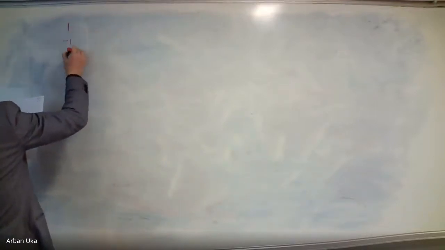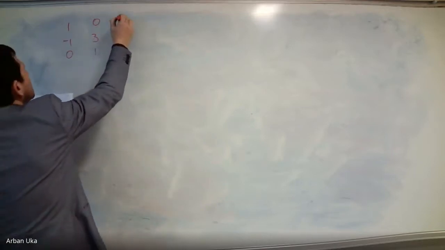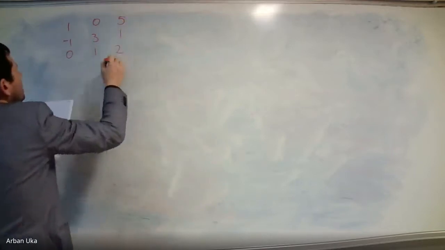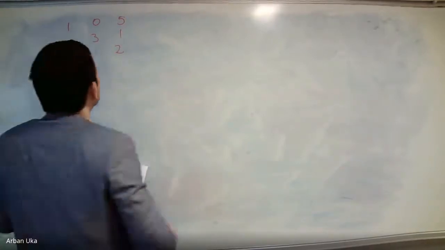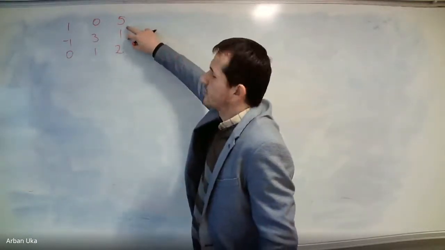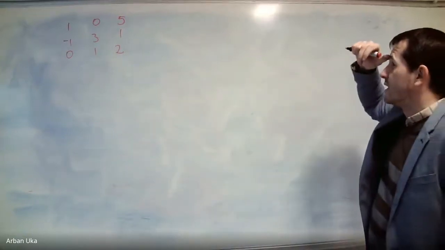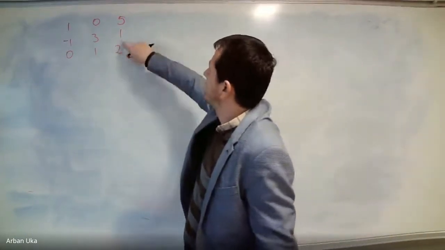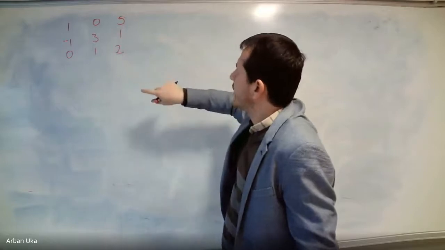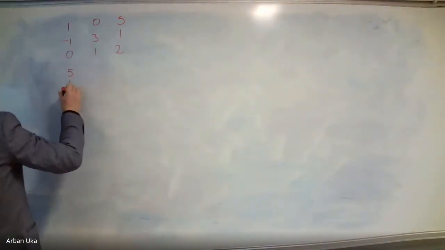So let's assume we have these vectors 1, -1, 0, and 0, 3, 1, and 5, 1, 2. Here, I can ask you the following question. What is the third column in standard basis? Now, this is almost a trivial question, but the third column in standard basis is in fact 5, 1, 2.